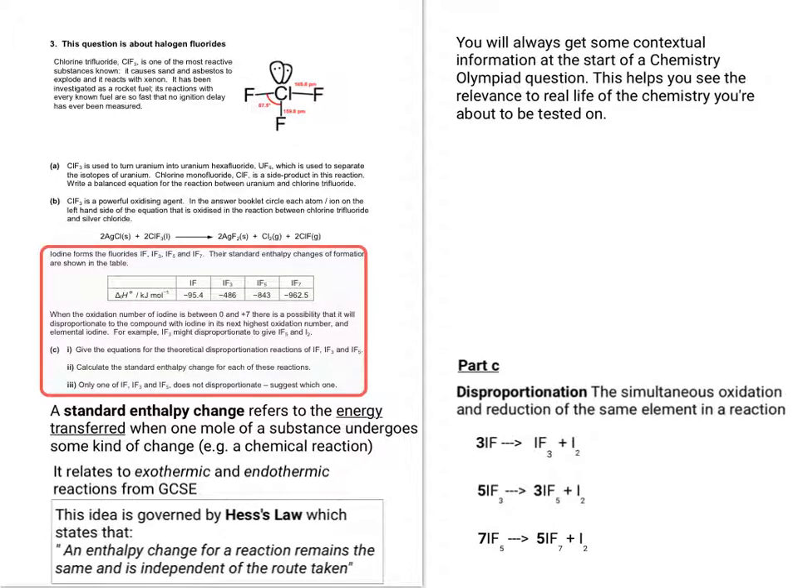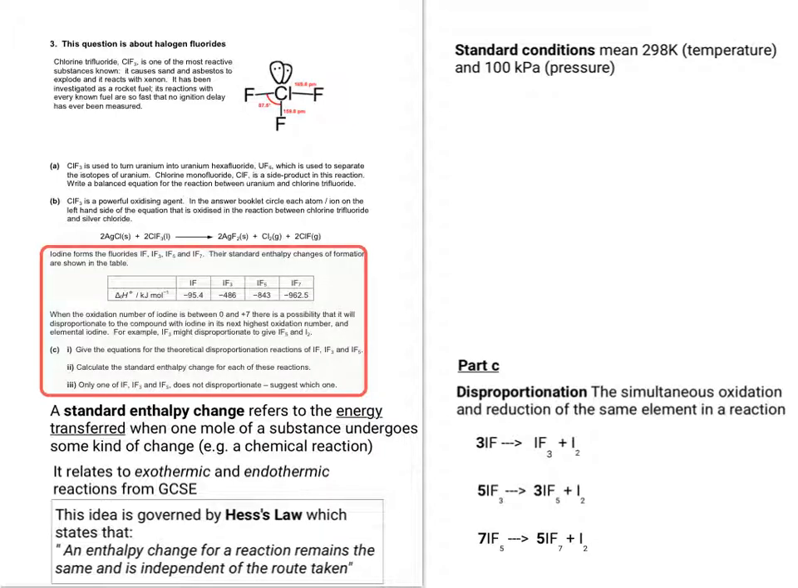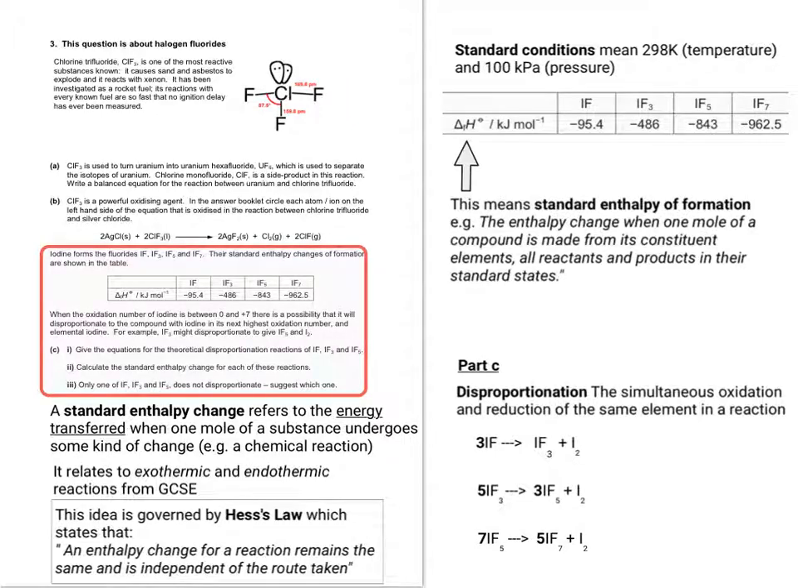Hess's law governs standard enthalpy changes. An enthalpy change for a reaction remains the same and is independent of the route taken. Standard conditions refer to 298 Kelvin and 100 kilopascals of pressure. You'll notice that the data you're given is actually standard enthalpy of formation, because it's delta fH. H stands for heat energy, delta, the little triangle, stands for change in, and the little f stands for formation.